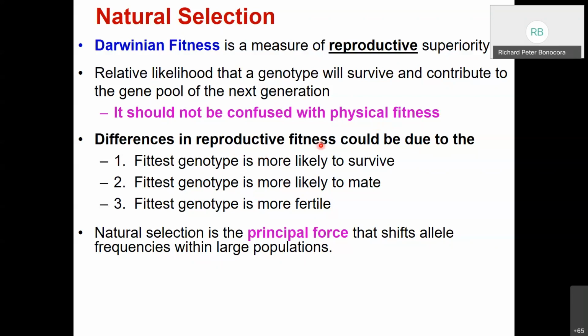Differences in reproductive fitness can be due to the fittest genotype being more likely to survive, more likely to mate, or also more fertile. So there are different reasons that an individual can have different levels of reproductive fitness. And I emphasize that natural selection is the major force that shifts allele frequencies in large populations. This is really what's governing the shift of frequencies.